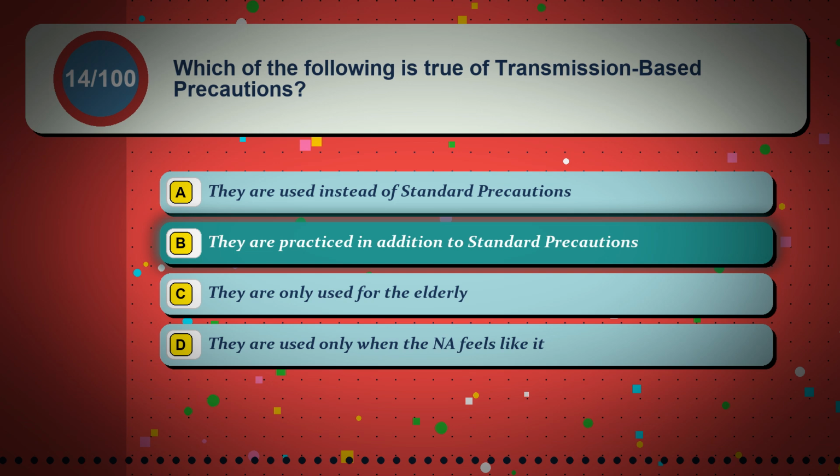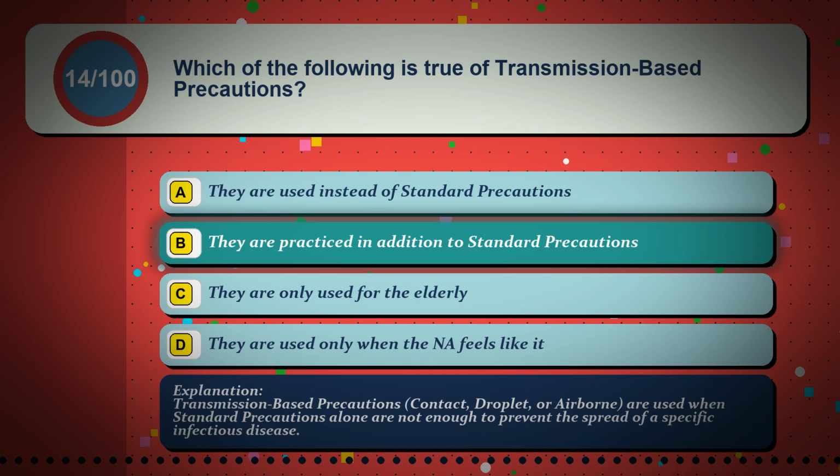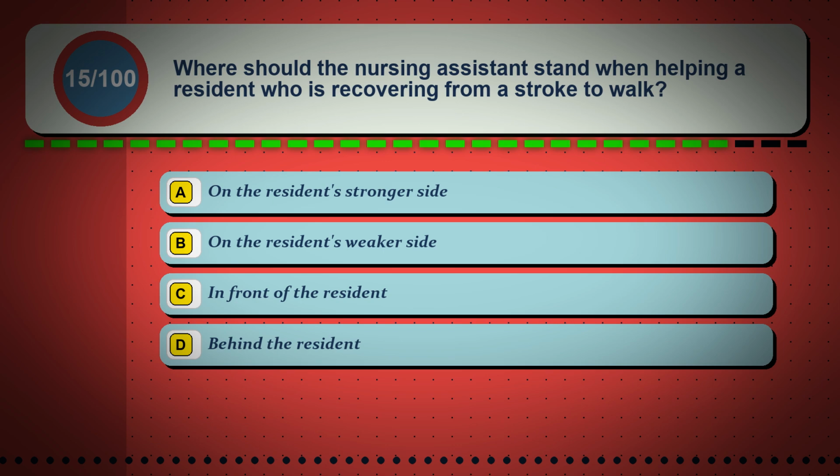The correct answer is option B. They are practiced in addition to standard precautions. Transmission-based precautions, contact, droplet, or airborne, are used when standard precautions alone are not enough to prevent the spread of a specific infectious disease. Question 15. Where should the nursing assistant stand when helping a resident who is recovering from a stroke to walk?